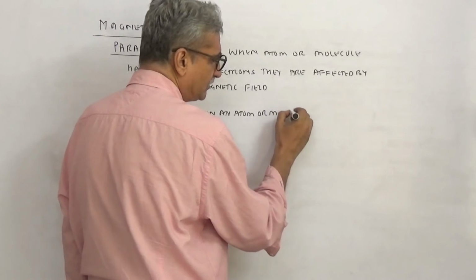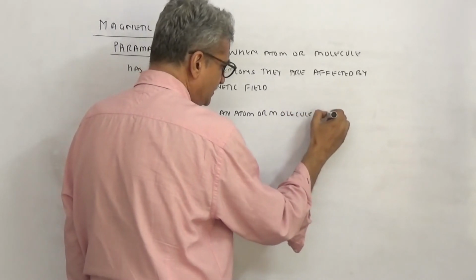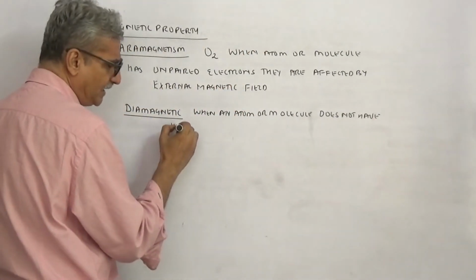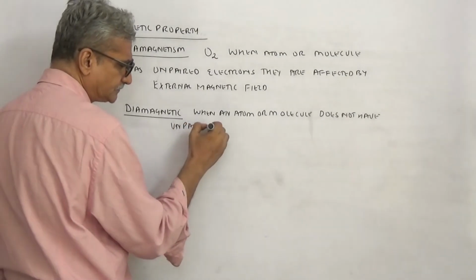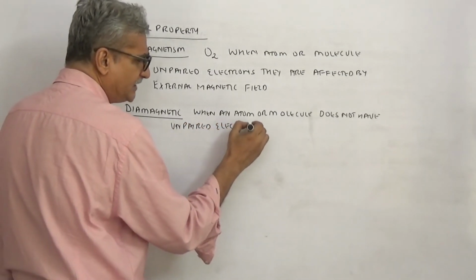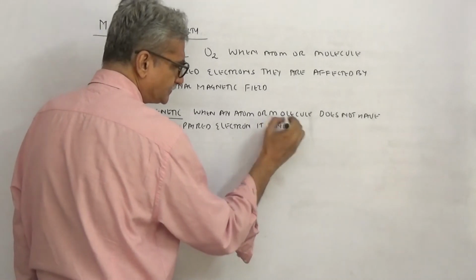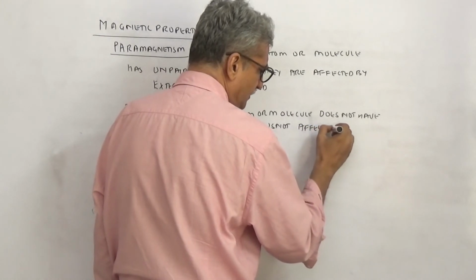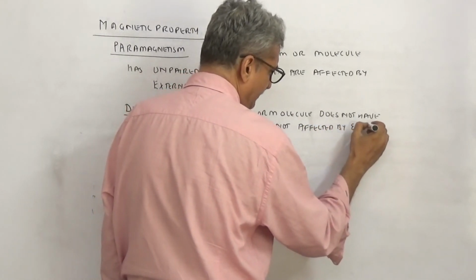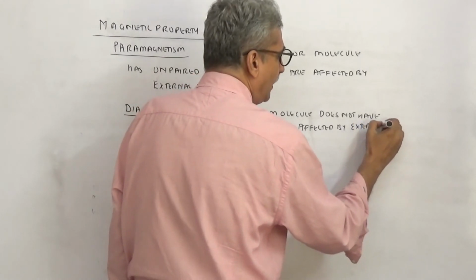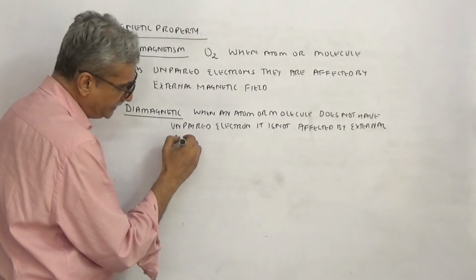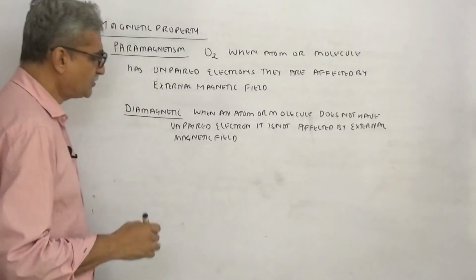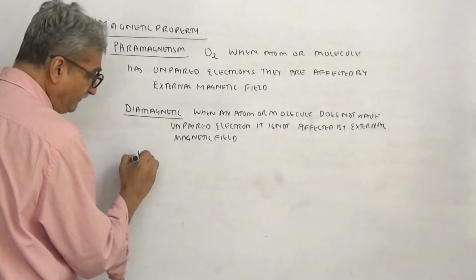So when an atom or molecule does not have unpaired electrons, it is not affected by an external magnetic field. Then it's called diamagnetic behavior. Then we have ferromagnetic.